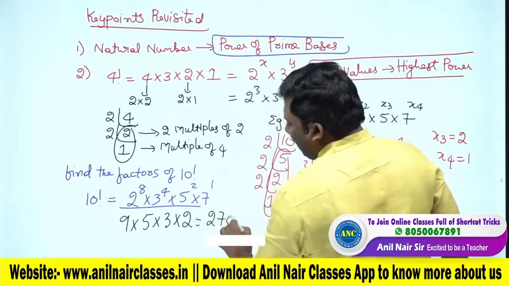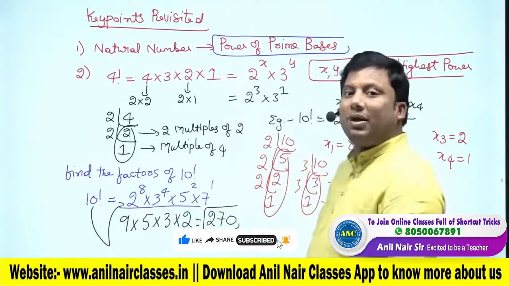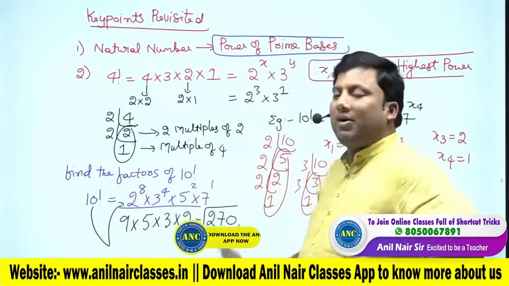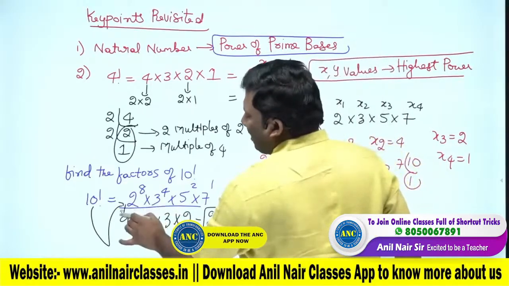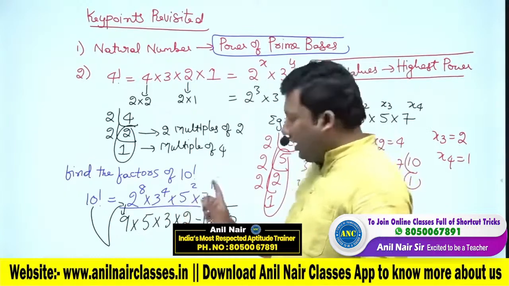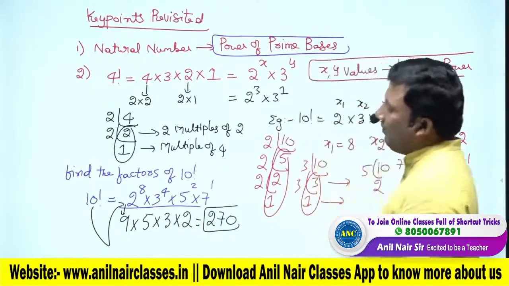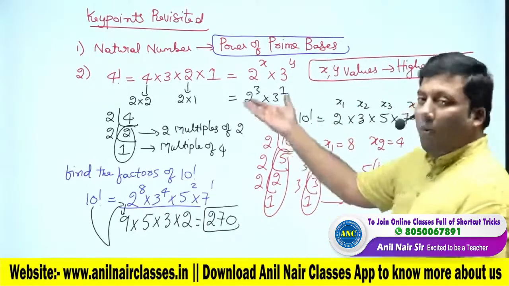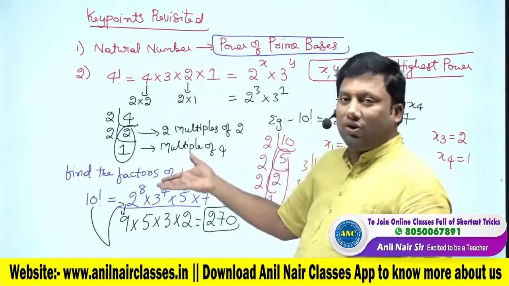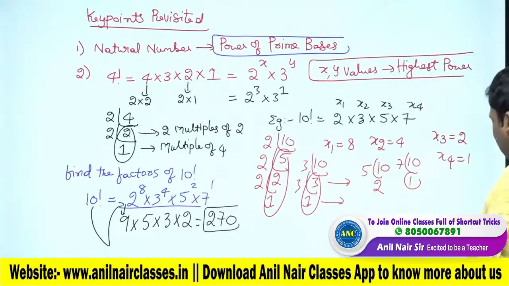If a factorial is given, first write the number as a power of prime basis. Then apply the factors concept. 0 to 8, 9. 0 to 4, 5. 0 to 2, 3. 0 to 1, 2. 9 5s are 45, 45 6s are 270. Some key points revisited. Almost all the questions we are going to solve are based on factorials. So I'm just giving an introduction to factorials. I hope this key point is clear.